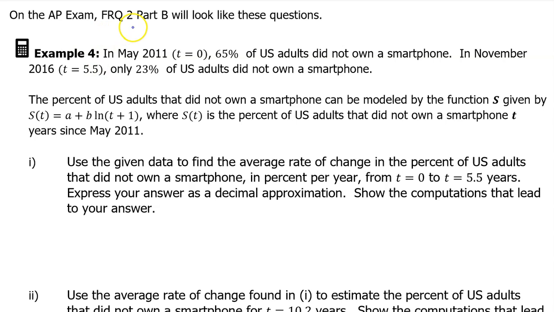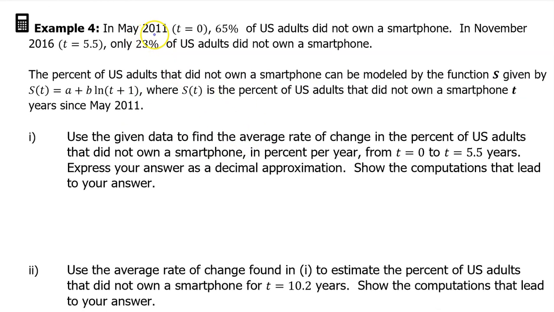By the way, on the AP exam, FRQ number 2 Part B will look just like these problems that we are practicing. Example 4. In May 2011, t equals 0, 65% of US adults did not own a smartphone. In November 2016, t equals 5.5, only 23% of US adults did not own a smartphone. The percent of US adults that did not own a smartphone can be modeled by the function s, given by s of t equals a plus b natural log t plus 1, where s of t is the percent of US adults that did not own a smartphone t years since May 2011.